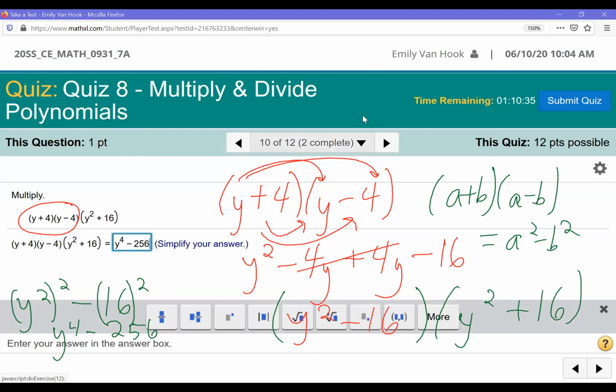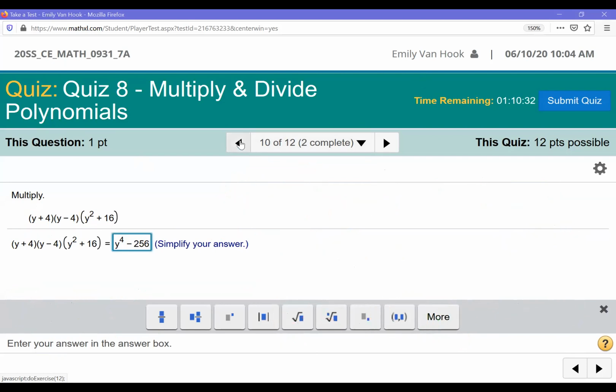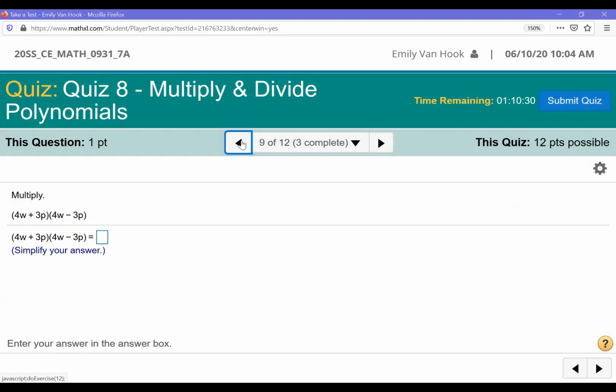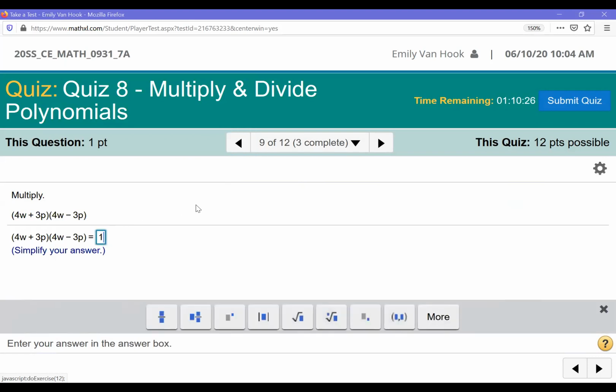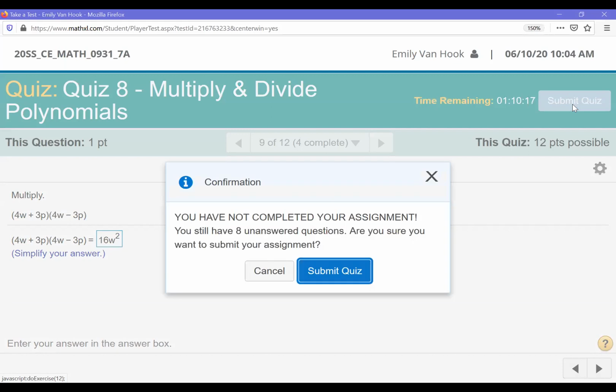Okay, I'll do one more question, then I'll submit the quiz and show you what it looks like to submit a quiz. All right, let's see. Let's purposely get one wrong. I'll just write 16w squared for that one, which is the wrong answer. Now I'm going to submit it. I haven't finished it, okay? So I'm not going to get a good score here.